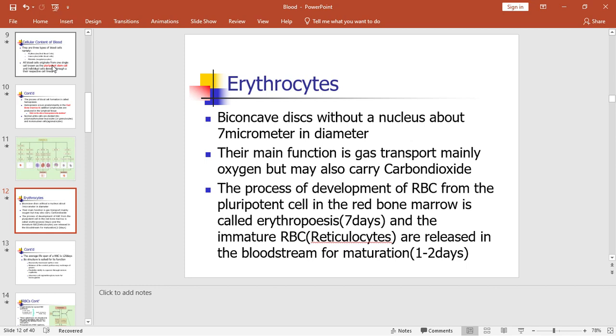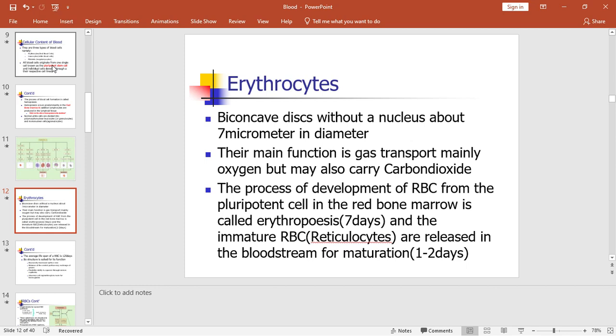I'd like us to talk about slide 12, which is the erythrocytes. And by the way, in the last exam, there was a short notes question, and it was general: write short notes on the erythrocytes. So should this question be repeated, here is your answer.